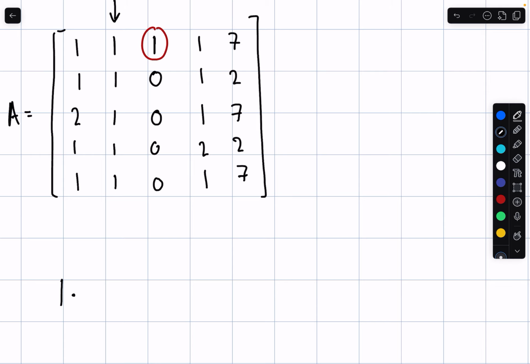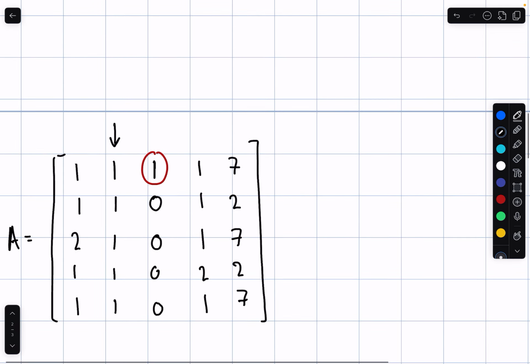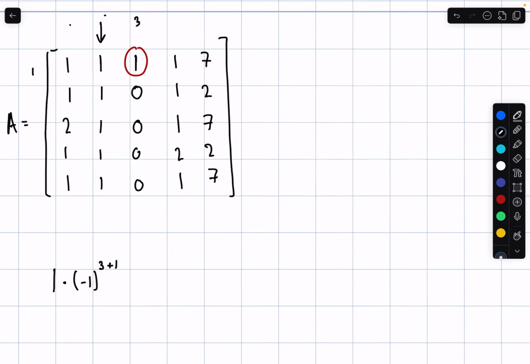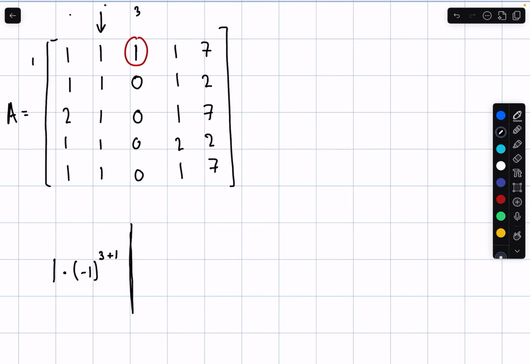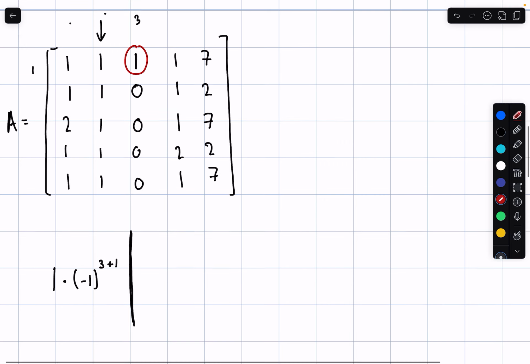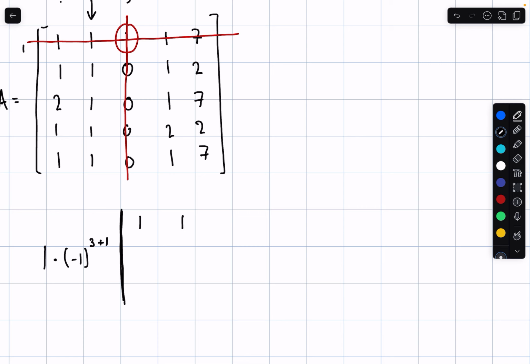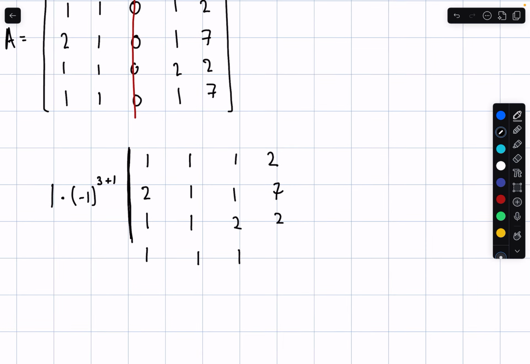So we get 1 times negative 1 to the power of 3 plus 1, since this is the third column in the first row, times the determinant, which we can write using these bars, of everything that's left. So we can cross out this row and cross out this column, and we look at all the values that are left. And so what this gives us now is the determinant of 1, 1, 1, 2, 2, 1, 1, 7, 1, 1, 2, 2, and 1, 1, 1, 7.